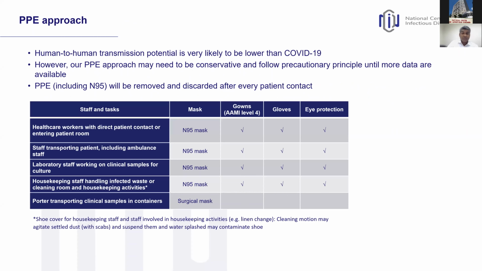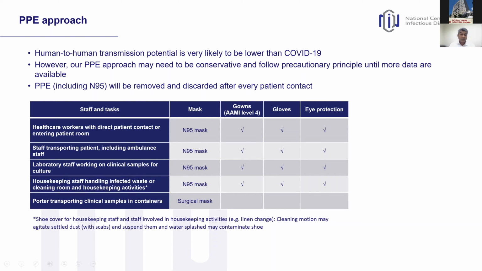Human-to-human transmission potential is very likely to be lower than COVID-19, except for household transmission settings or close bodily contact. For hospital staff, it's likely to be low. However, our PPE approach may need to be conservative and follow the precautionary principle until more data are available, and we think data will come. Our PPE includes N95, which will be removed and discarded after every patient contact, because we also want to wait for PPE contamination studies to see what the strategy will be. Do we want to use extended use like for COVID?